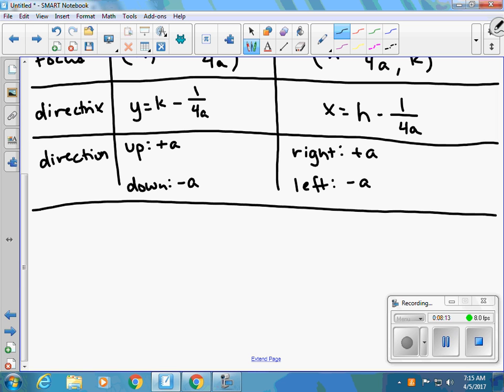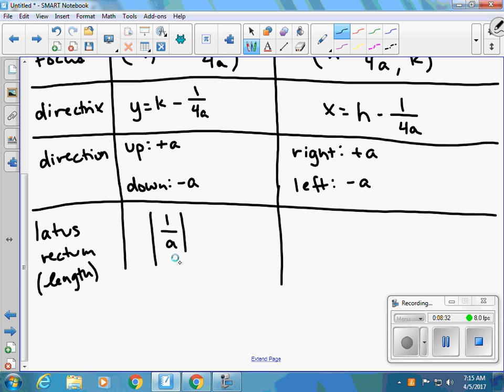And last but not least is our latus rectum. This is the length, and this is the absolute value of 1 over a. And it actually doesn't change for the other one.